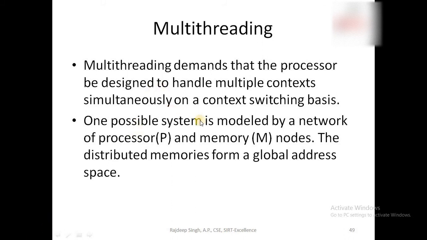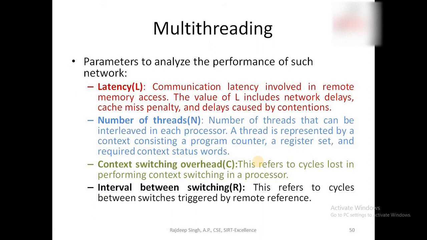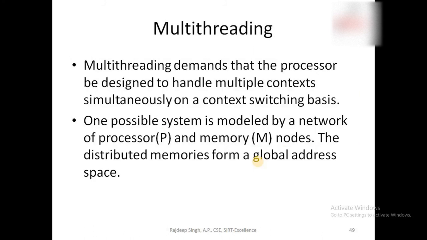One possible system is modeled by a network of processor P and memory M nodes. The distributed memory forms a global address space. Here distributed memory is used. Now for handling multi-threading, we use a multiple context processor. Remember this: for handling multi-threading in multicomputers we use a multiple context processor.